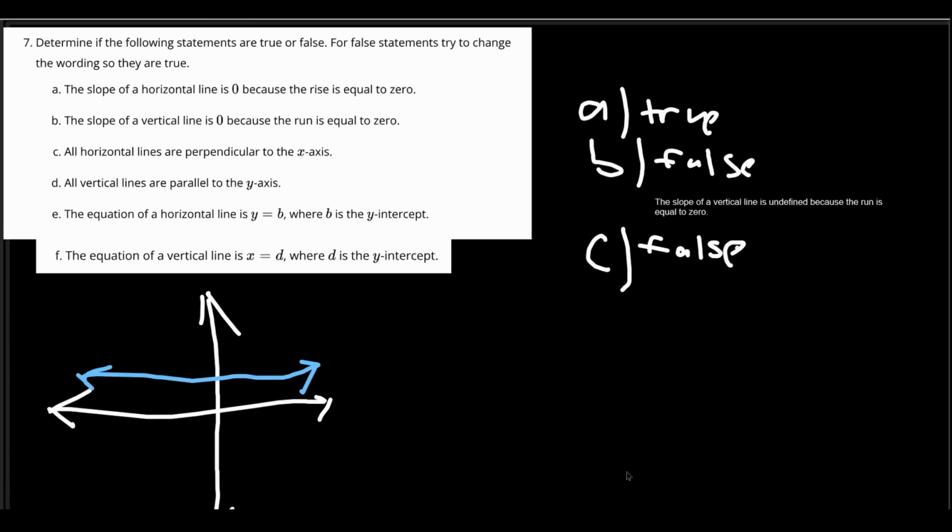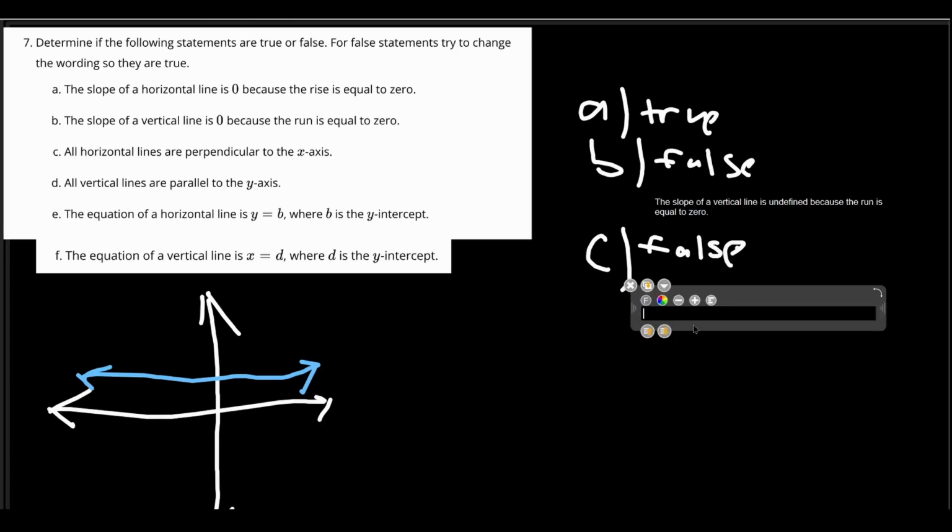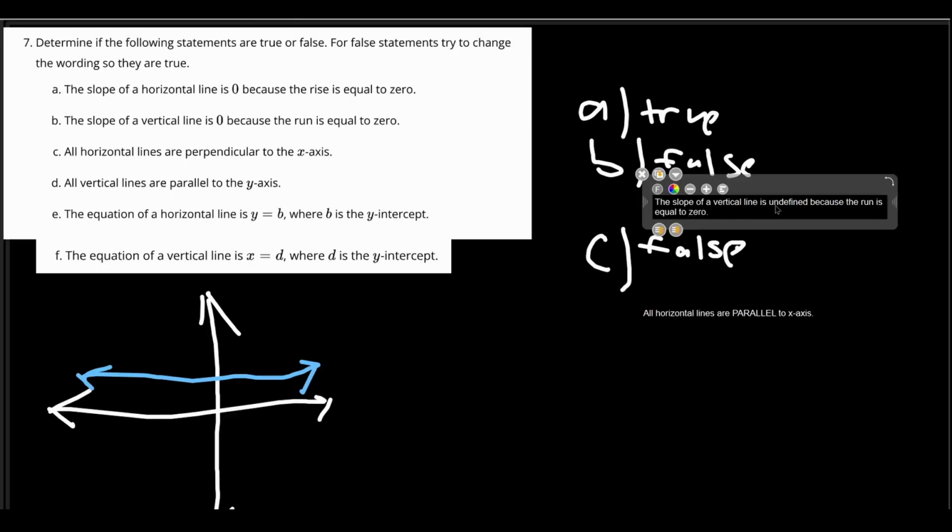And I can just write down over here. All horizontal lines are parallel to the x-axis. I think I'll put this in caps lock to help you. Here. Oh, okay. I can put that in caps lock.